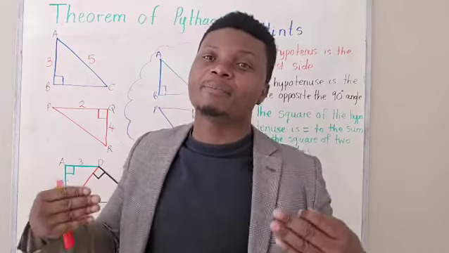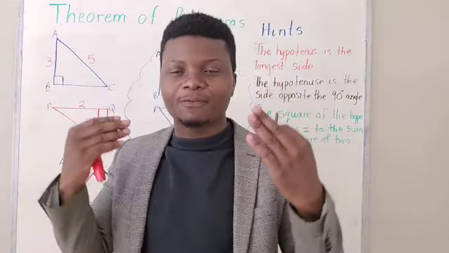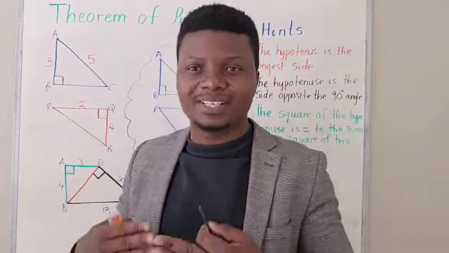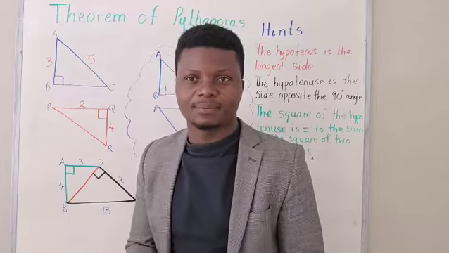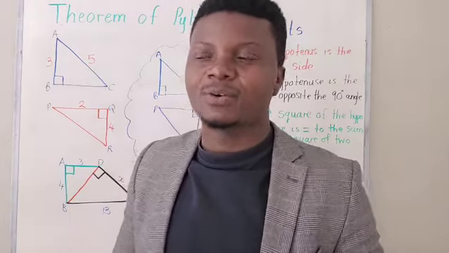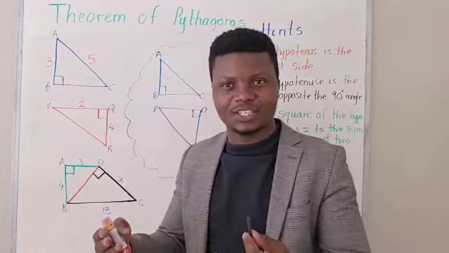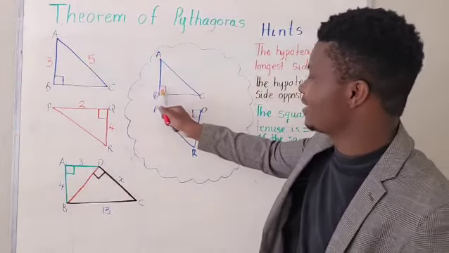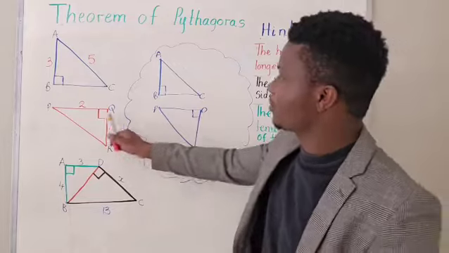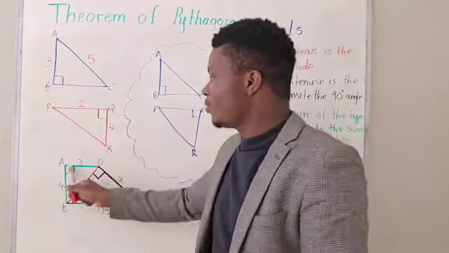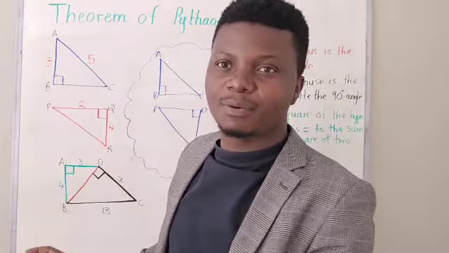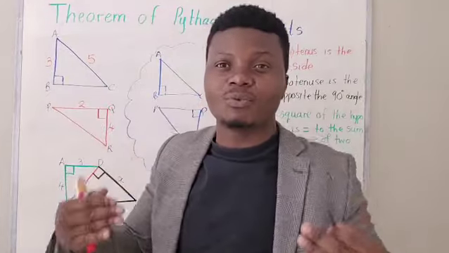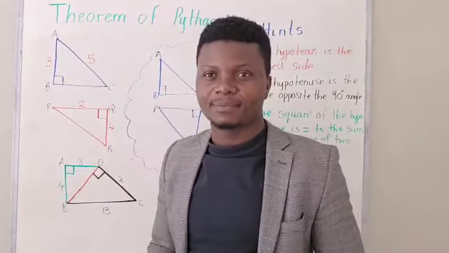We want to talk about the Pythagoras Theorem. But before we get started, we need to know what a right-angled triangle is. A right-angled triangle is a triangle that has a 90 degree angle. So here we have this triangle, it has a 90 degree angle. All these types of triangles that we see on the board with a 90 degree angle are called right-angled triangles.